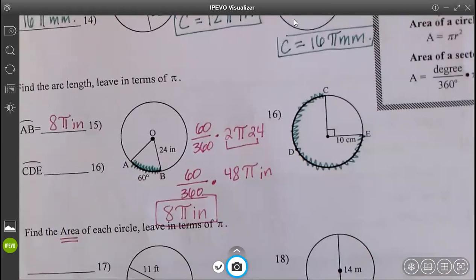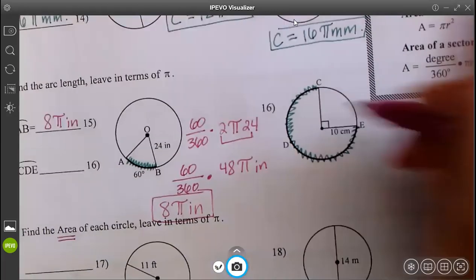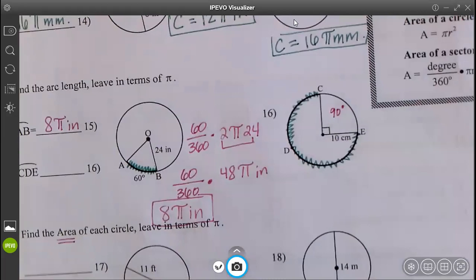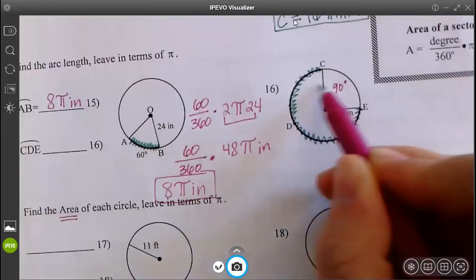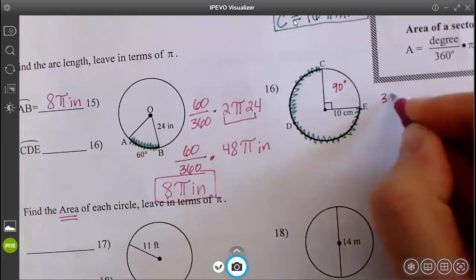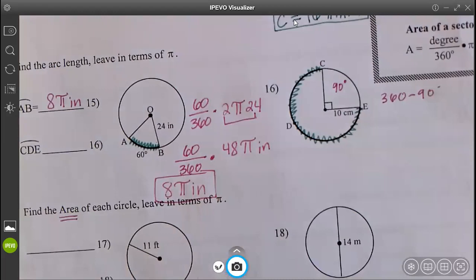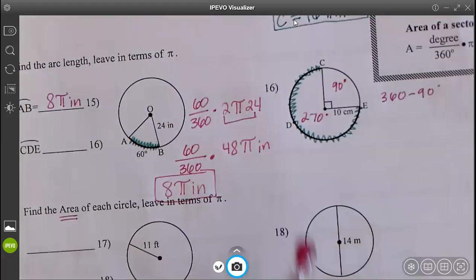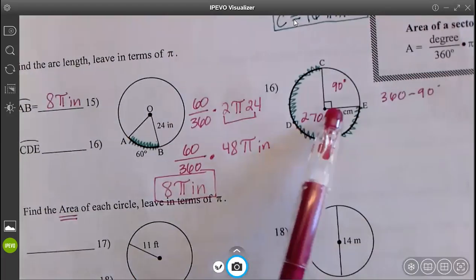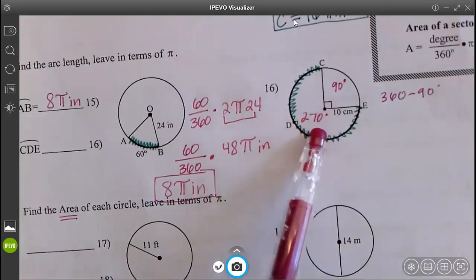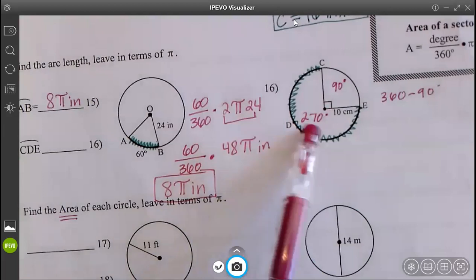Okay. So this one, I know that this is 90 degrees here for number 16. And then this entire thing is going to be 360 minus the 90 degrees that we already know about. So that should be 270. That's the degree we're going to use. I know some people on the quiz made a mistake of using 90 degrees here just because that's what you see, but that's not what we're looking for. We're looking for the length of all the rest of it, so kind of like the Pac-Man piece.